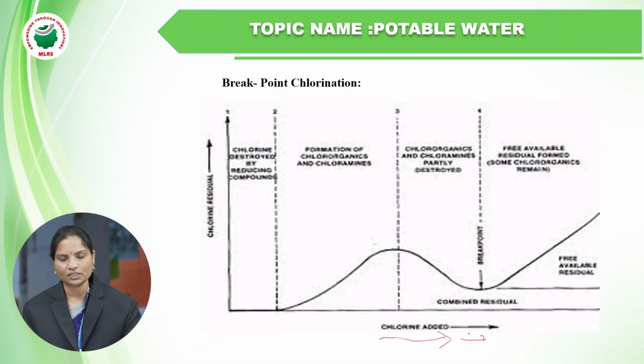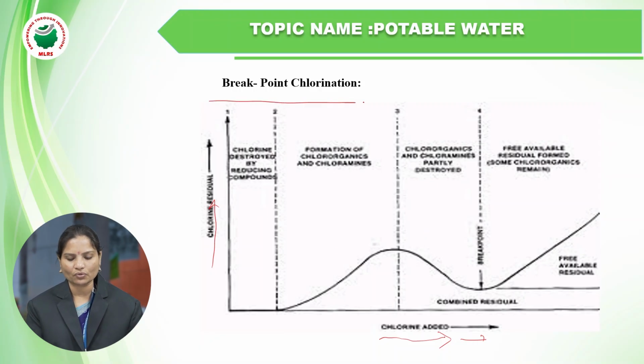On the x-axis is the amount of chlorine we add, and on the y-axis is how much residual chlorine there will be. So if it is A grams of chlorine, B grams, C grams, D grams of chlorine, what type of impurities are eliminated? That is what we need to observe in the image of the breakpoint chlorination process.